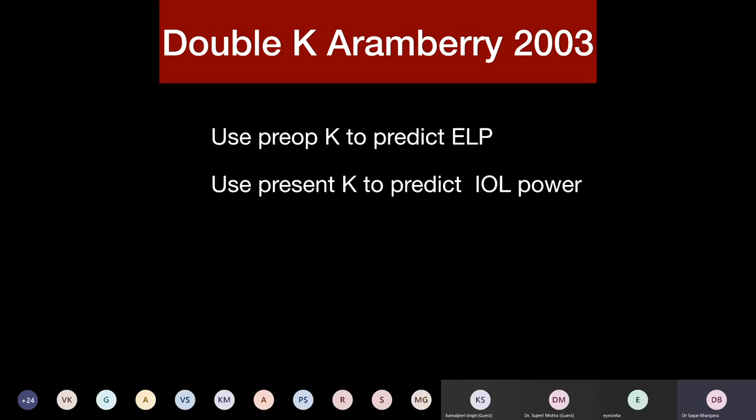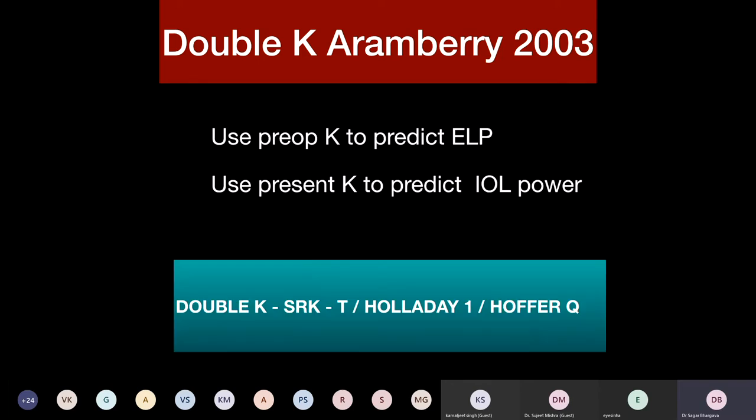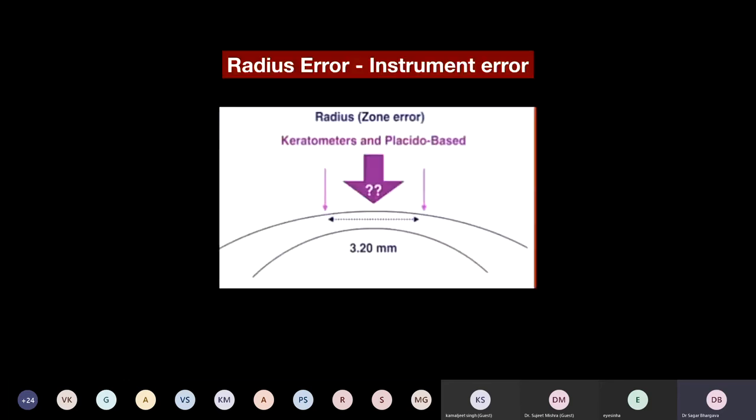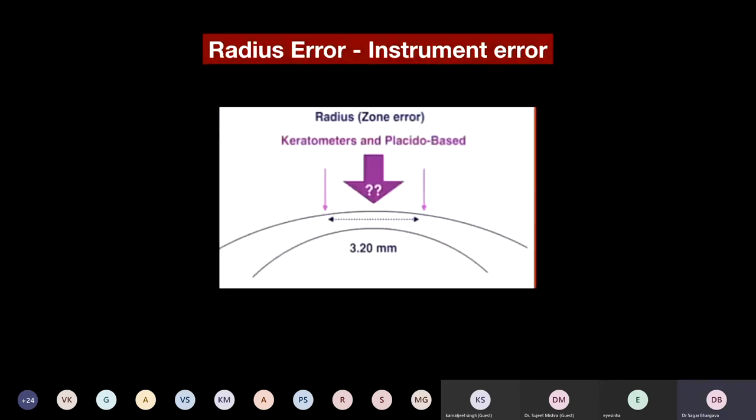We will see how it is used in the slides. So based on this, you had three double-K methods: SRK/T, Holladay 1, and Haigis-L. Now the third problem with these instruments is what is called instrument error or radius error.